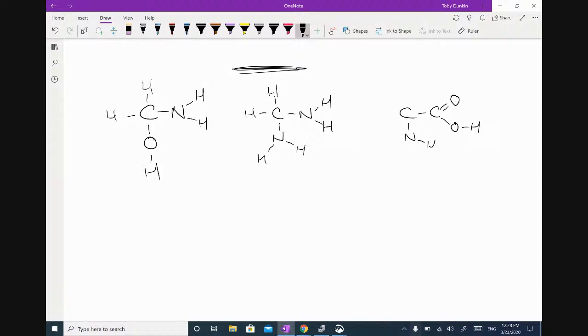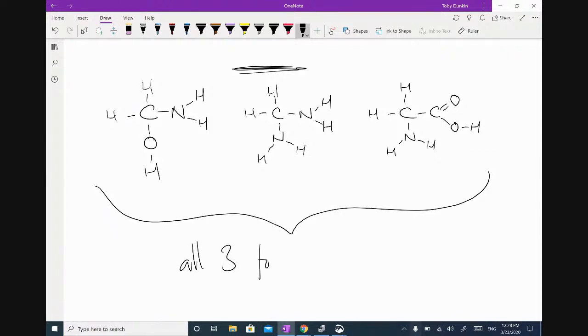Now, this one's much more clever. It's much cleverer, an amino acid. The reason why this is clever is because all three of them form two hydrogen bonds. All three form two hydrogen bonds per molecule. So would everyone agree that they are going to be very similar?